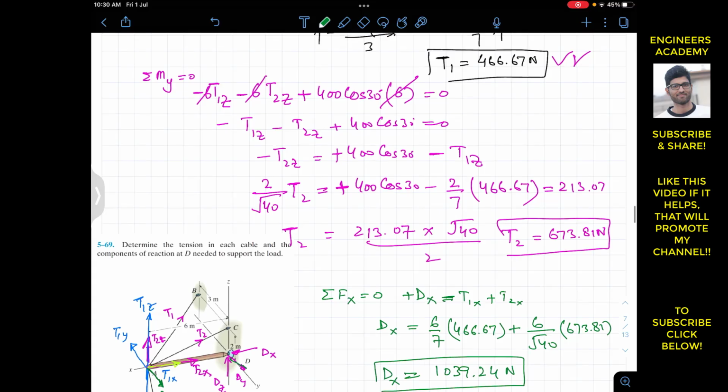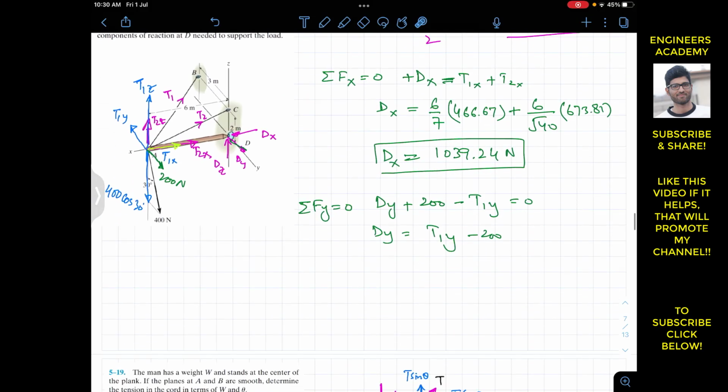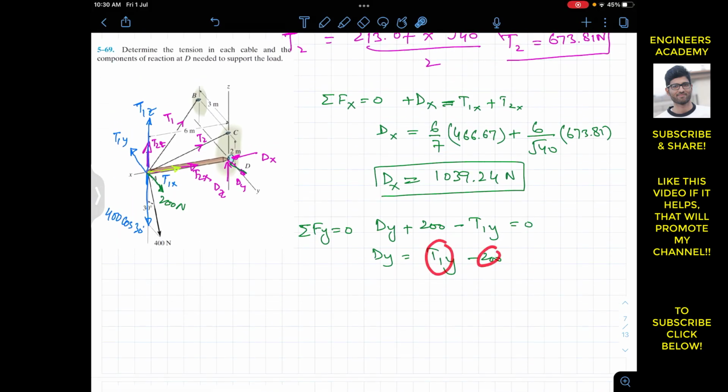minus 200. And as we know, somewhere here we have determined that t1y is equal to 200. So this is 200 minus 200. So this means that dy is equal to 0 newtons. So there is no reaction in the y direction at that ball and socket joint at D.